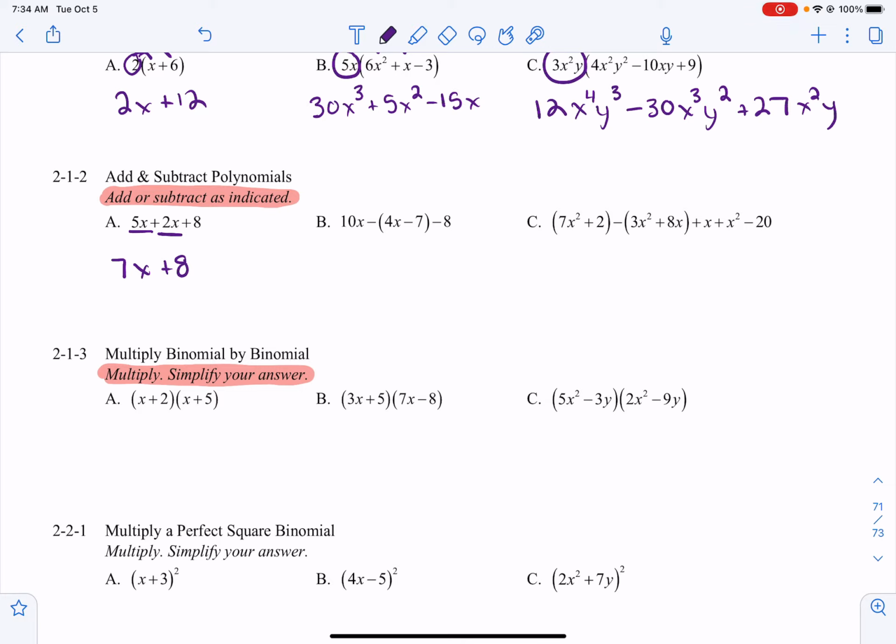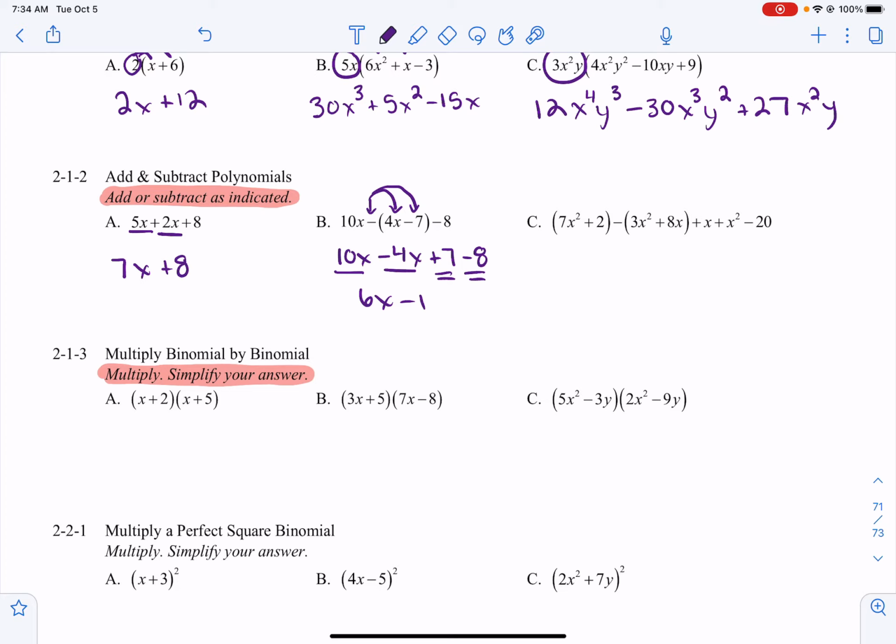Part B, you've got this negative sign in front of the parenthesis, which you need to remember distributes to everything. And all that means is it changes the signs. I still have a 10x in the front, but that negative takes that 4x on the inside and makes it a minus 4x. And it takes that minus 7 and makes it a plus 7. And then I have a minus 8. So my parentheses are gone. That negative is gone. I distributed it. Now I combine like terms. 10x minus 4x is 6x. And a 7 minus 8 is negative 1.